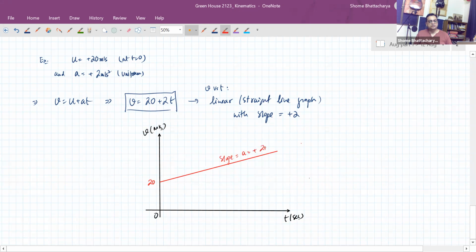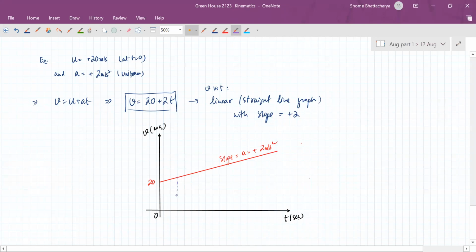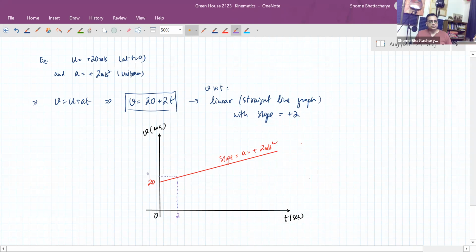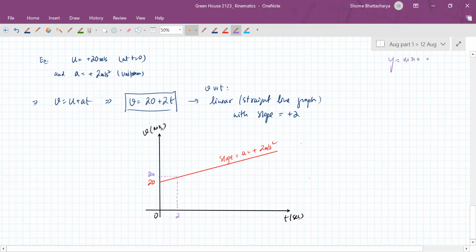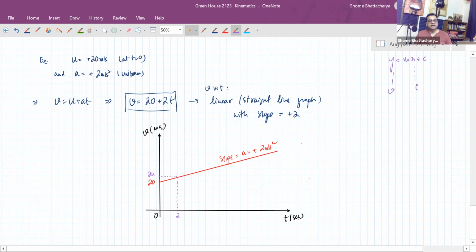So for example, after... Sir, how did you get the slope +2? By comparing with the equation of straight line, beta, okay, y equal to mx plus c. Yes, sir. So here, in place of y, what is there? It is v. And in place of x, sir? It is t. So the coefficient of time, what is it? It is +2. Yes, sir. Understood.